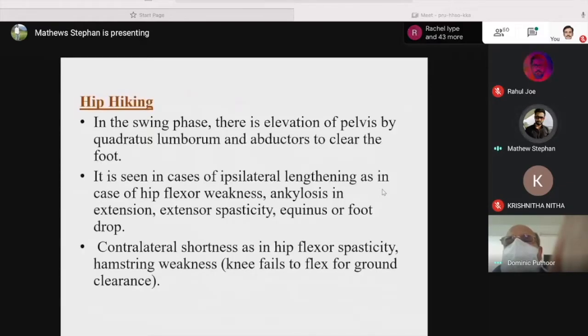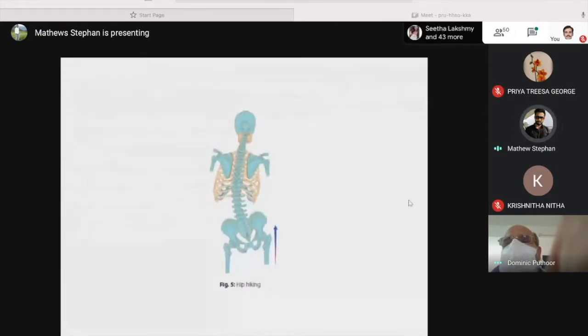Coming to hip hiking. In the swing phase, there is elevation of the pelvis by quadratus lumborum and abductors to clear the foot. It is seen in cases of ipsilateral lengthening as in the cases of hip flexor weakness, ankylosis in extension, extensor spasticity, equinus or foot drop. The contralateral shortness as in the hip flexor spasticity, hamstring weakness, where the knee fails to flex for ground clearance. So here we can see the affected side, there is a hip hiking of the left side.